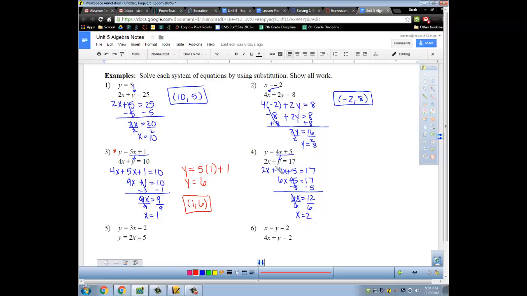So from there, I need to figure out what y is, so I'm going to plug it back into that first equation. So I get 4 times my x value, which was 2, plus 5. 4 times 2 is 8. 8 plus 5 is 13. So y equals 13. So the coordinate is (2, 13).